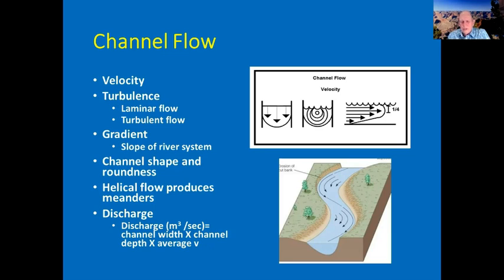Again, let me emphasize that the meandering of the stream is produced by the Coriolis effect, which produces the meanders that you're seeing. The discharge of a stream can be calculated in meters cubed by taking the width of the channel times the channel depth times the average velocity.